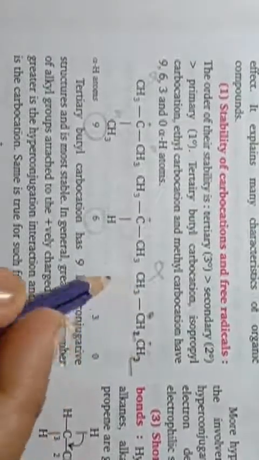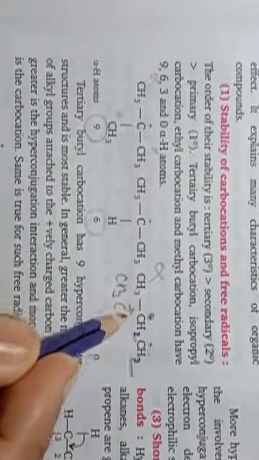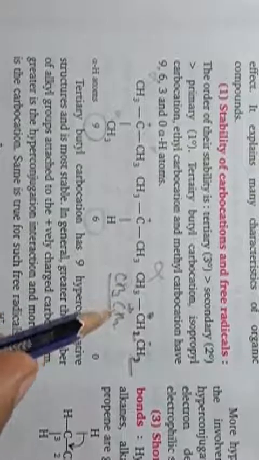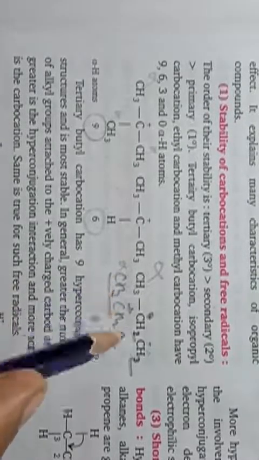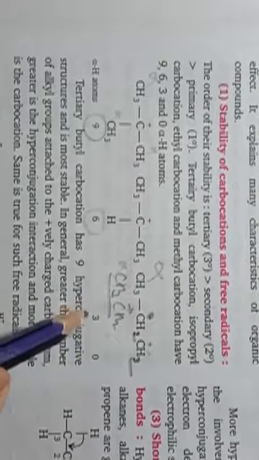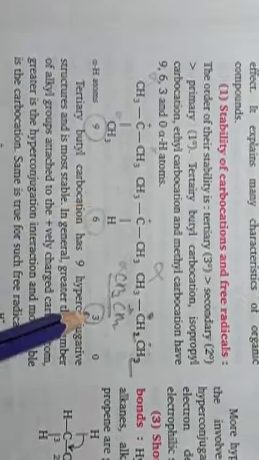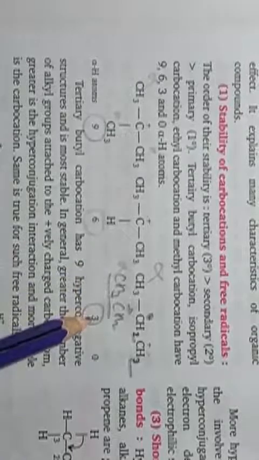So it will show now 4 structures are there. It means this structure is CH3 and CH2 plus. Okay, this is the structure only. So in this structure you can see that it has this alpha carbon with 3 alpha hydrogens, so it can form 3 hyperconjugated structures. Out of these 3, this one is the least stable.